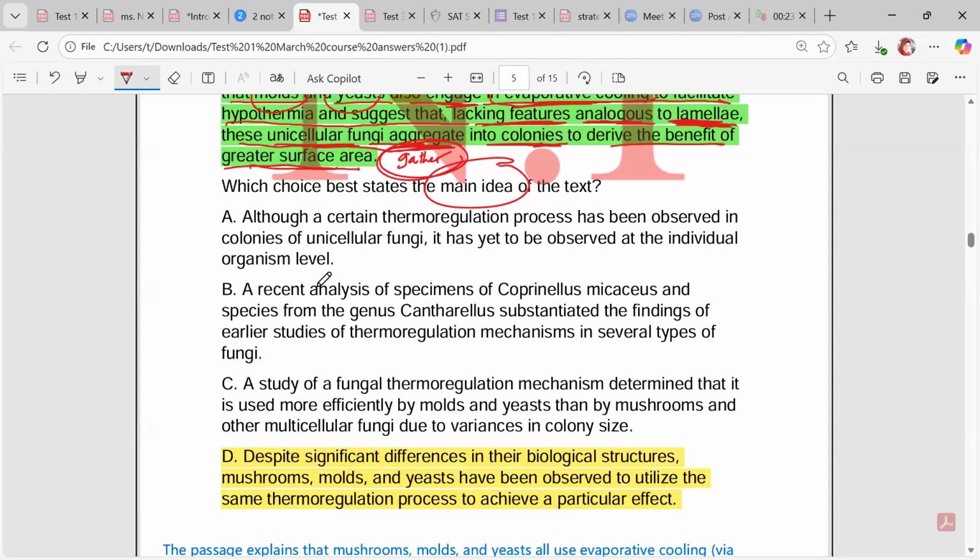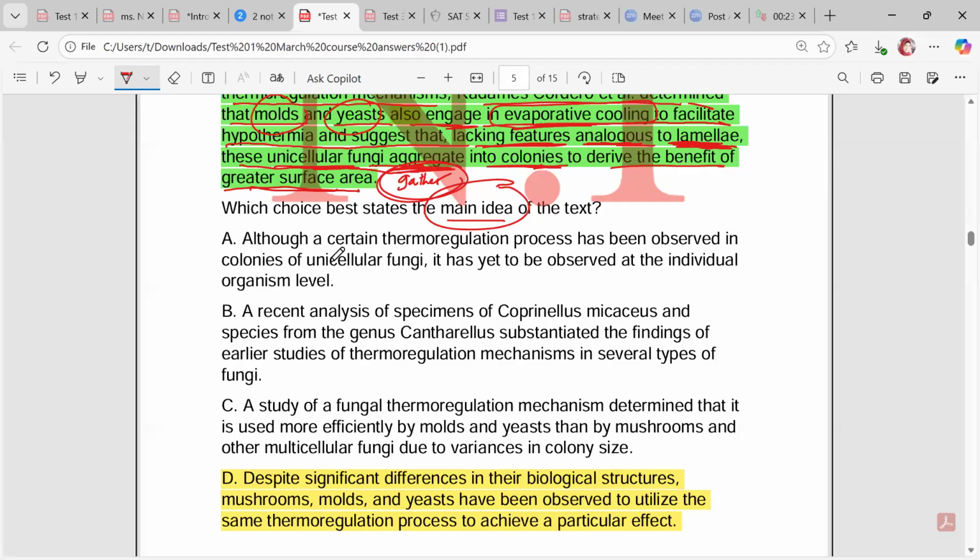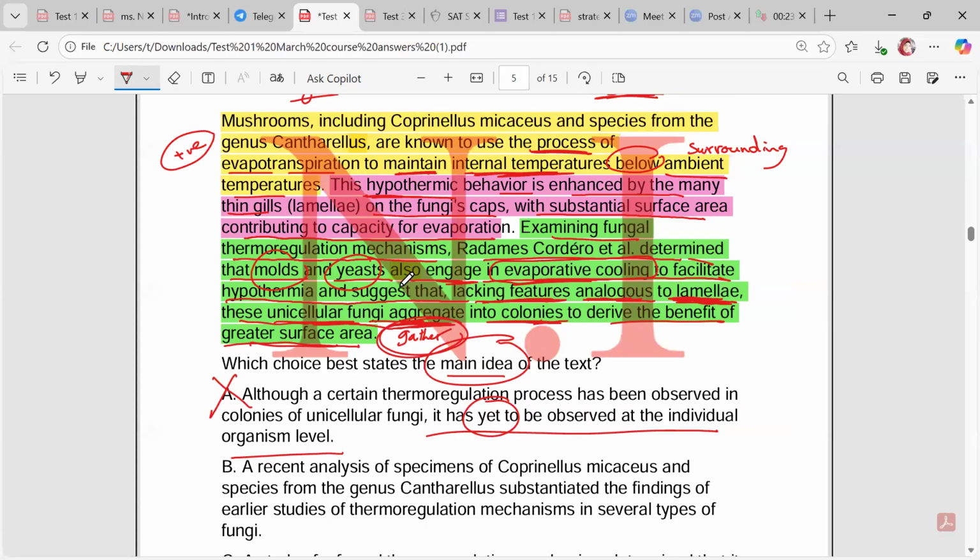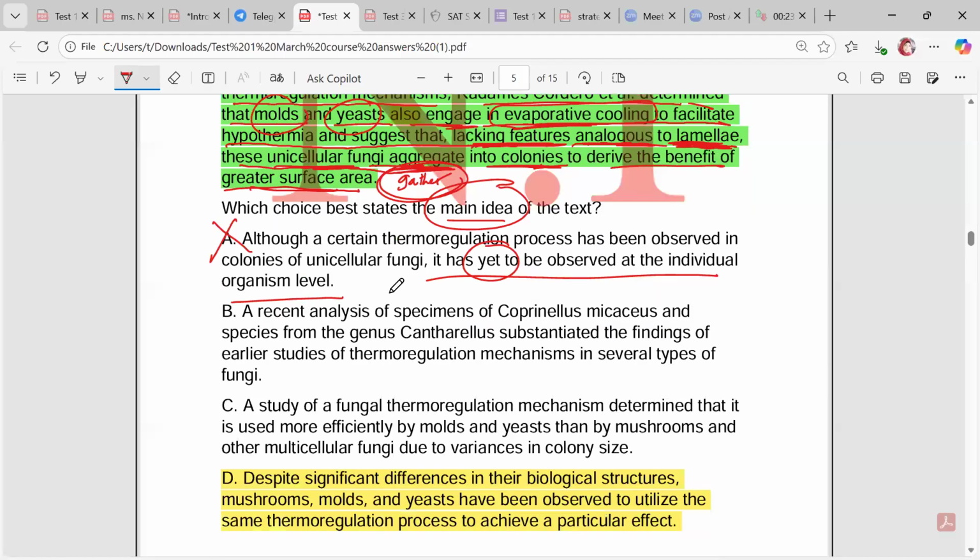طيب let's go for the choices بقى. المين idea. Although certain thermoregulation process has been observed in colonies of unicellular fungi, it has yet to be observed at individual organism level. Not mentioned this kind of negativity, not mentioned. Okay, not mentioned. Even the only negative thing in هما they lack features similar to lamella, which are the gills. إنما not بقى observed at individual organism level, no, not mentioned.